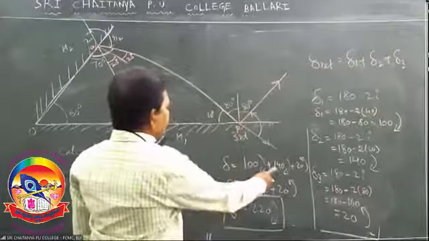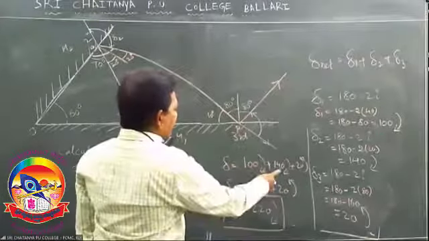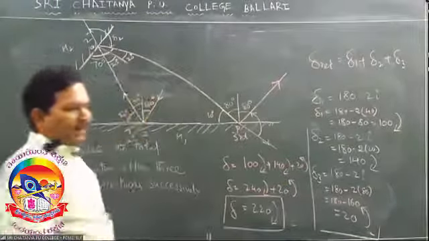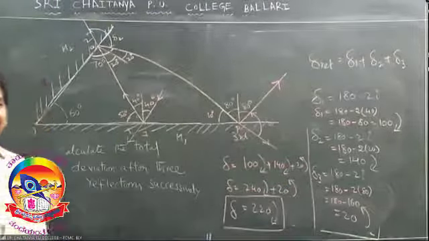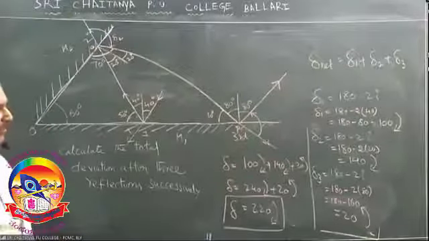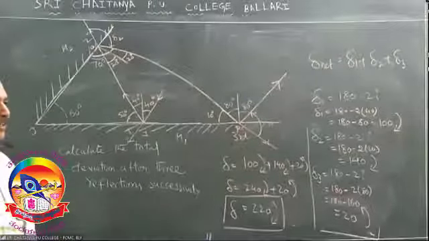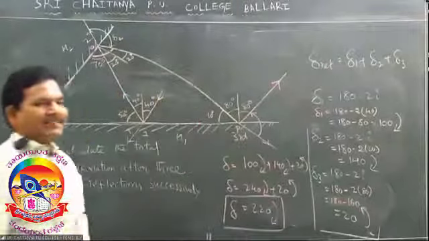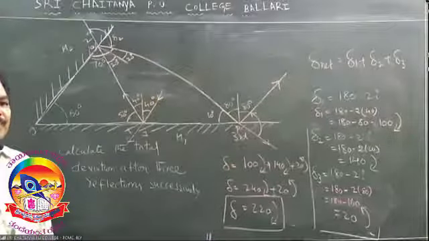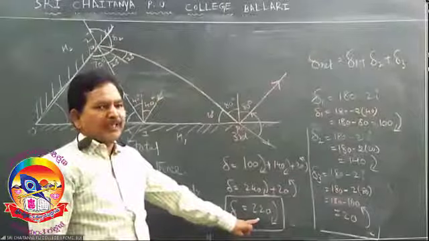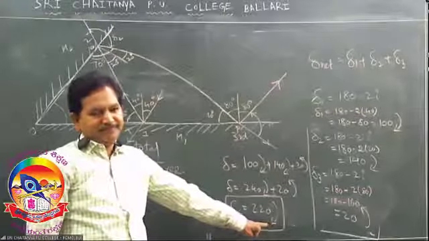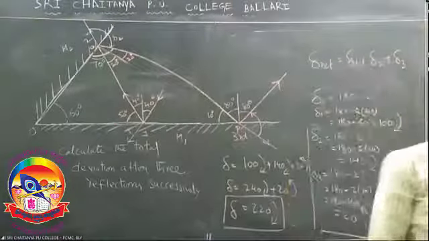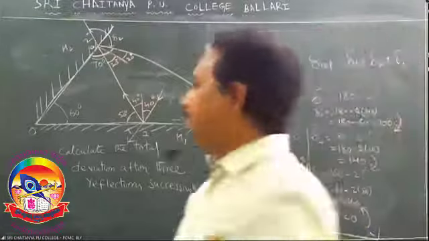So 100 plus 140 plus 20. 100 plus 140, 240 clockwise. 20 anti-clockwise. If one is taken as positive, another one is taken as negative. So 240 minus 20, that is 220. Don't bother about this sign because one is clockwise, another one is anti-clockwise. So net deviation 220 in clockwise direction.